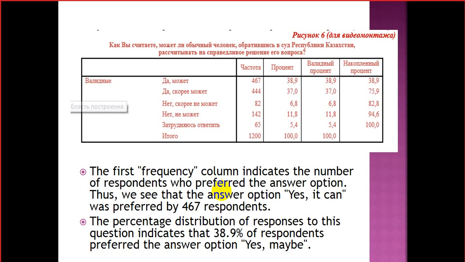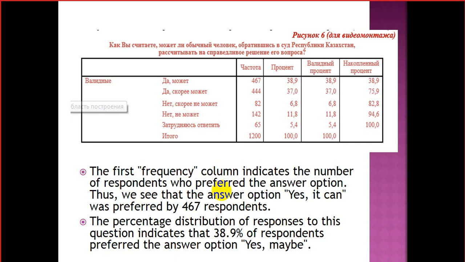So the valid percentage is the percentage of values for each category minus the missing values. In this case, all 1,200 respondents answered the question, so the percentage of the total and the valid percentage are the same.